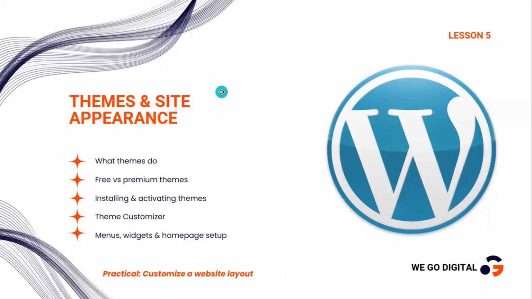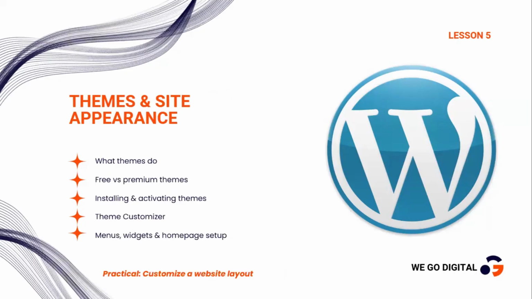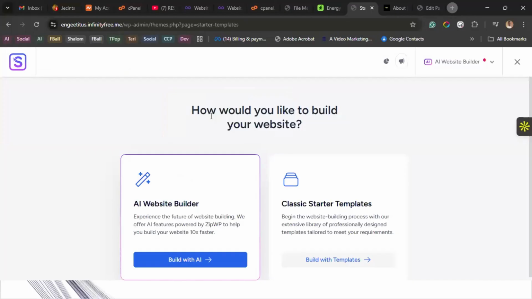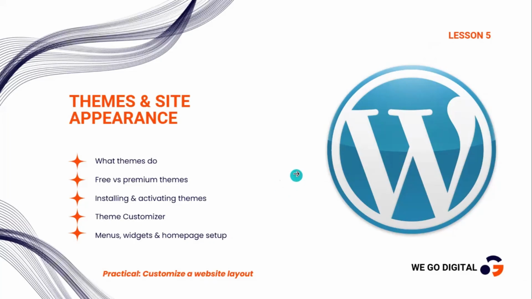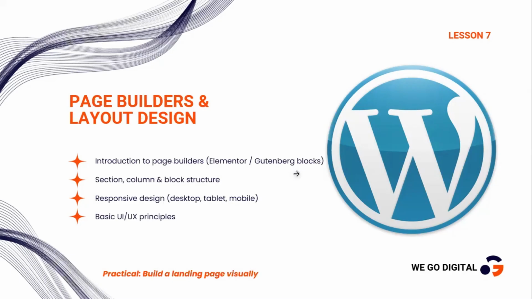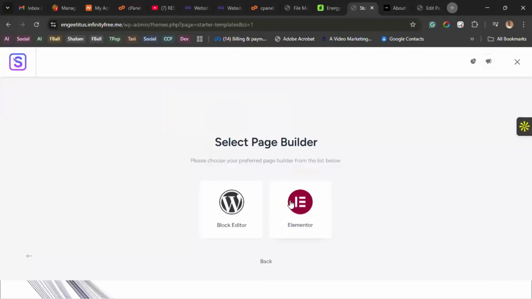Let me see. Widgets, homepage setup, plugins. Okay, we've already started talking plugins, but let me just finish this. We've done almost everything on customizer, but I'm not building with AI. I want to build with templates. So we are building. You can either build with block editor or the Elementor. I know this is far ahead in module 3, where we can look at this. I will explain this, but let me go back to our themes and appearances. Let me choose Elementor.